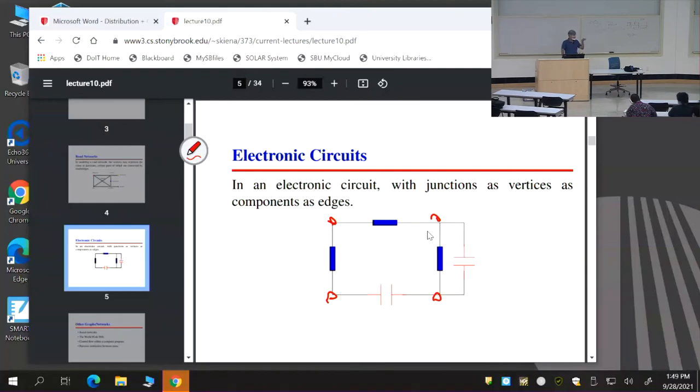Any questions? Do you guys learn Kirchhoff's laws these days for circuit design? I think that has to do with looking at it this way. You're looking for loops in the network, right? And the voltage adds up to zero, if I remember correctly, or something like that. Kirchhoff happened to have been a graph theorist, and there are several things in graph theory that are due to him.